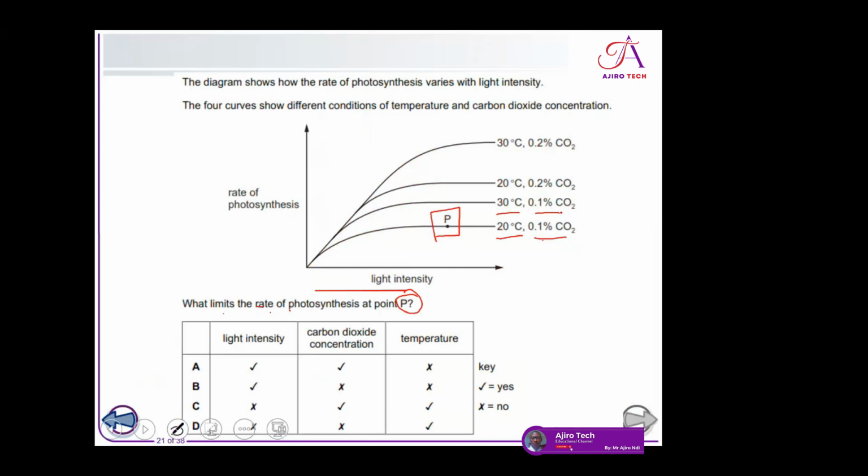Here the temperature is 20, percentage is 2. Do you still want to stay with P? No. C, right?